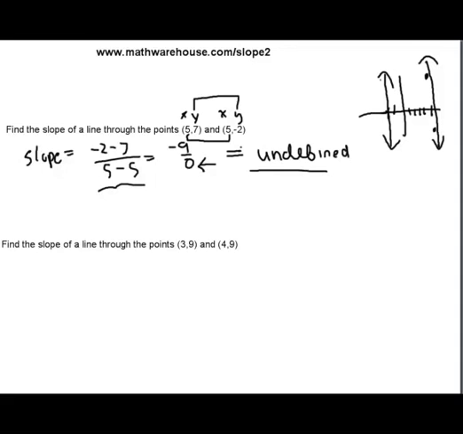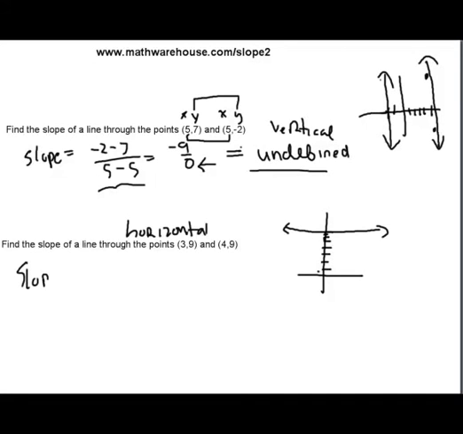Now let's look at the slope of a horizontal line. This one will turn out to be horizontal. So vertical is undefined. What do you think is going to be true about a horizontal line? Let's say we've got 1, 2, 3, 4, 5, 6, 7, 8, or wherever you are. What would the slope of that line be? Well, let's find it out by just trying to find the slope of a line through the points (4, 9) and (3, 9). And you'll see in a minute that this would be a horizontal line.